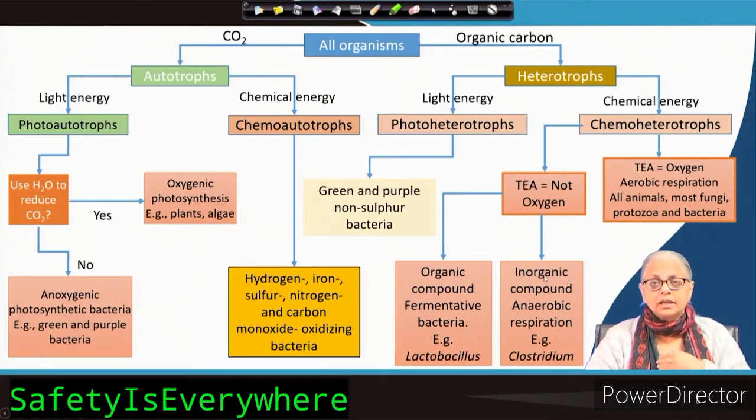We will again go into all these details, like I said, in subsequent topics. One example is Clostridium. Clostridium is something that you see in your food and so on. It causes food poisoning. The first part is inorganic compounds, and then the second part is organic compounds.